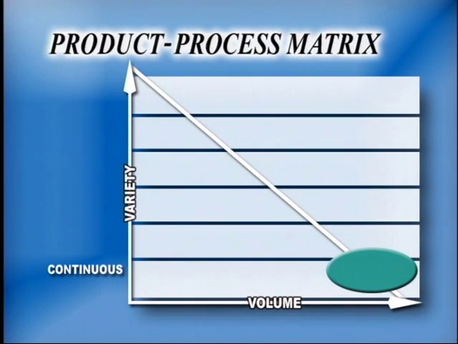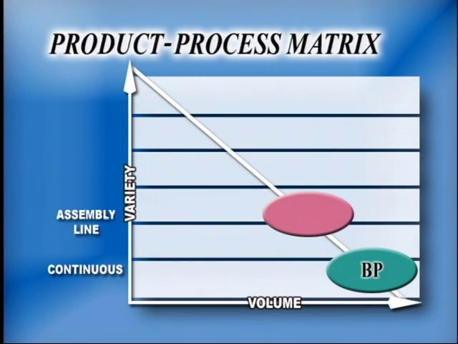For a global petroleum producer like BP, continuous production is the most effective process choice. In many cases, though, consumers demand some degree of customization. In order to deliver a high volume of output and still offer some variety, manufacturers turn to a repetitive process called an assembly line. This is also referred to as mass production. Most consumer goods are mass-produced.